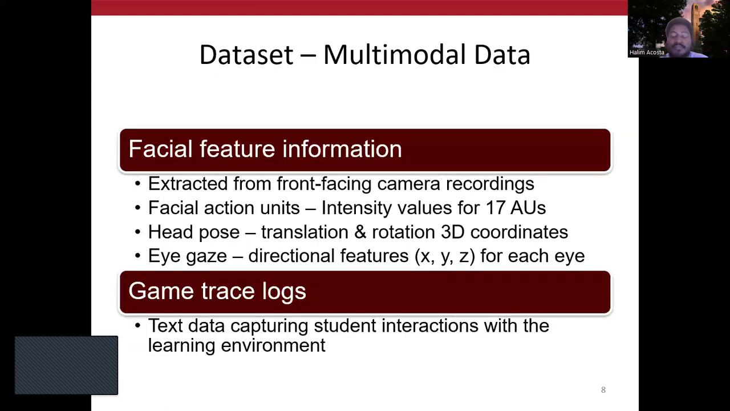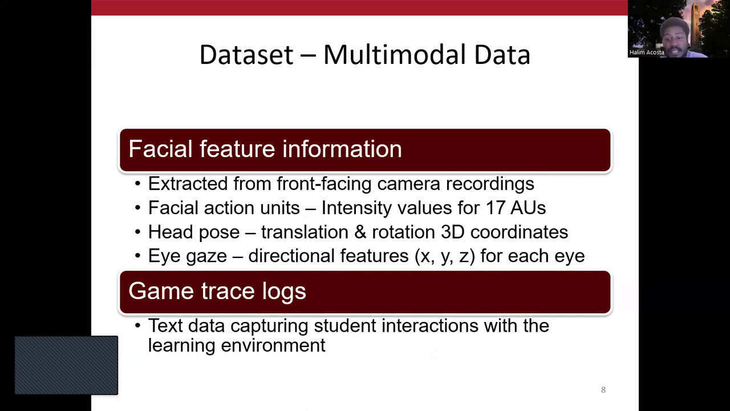Our research utilizes video-based features extracted using the OpenFace 2.0 toolkit from video recordings obtained via front-facing cameras. We utilize the action unit intensity information resulting from 17 distinct facial action units. Head pose information consists of 6 features offering information about head orientation and position relative to the recording camera. Finally, eye gaze information consists of 3 direction-based features for each eye, resulting in a total of 6 gaze-based features.